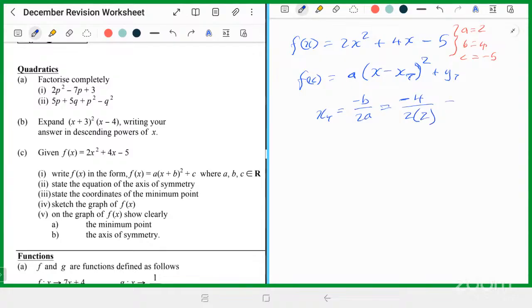This becomes minus 4 over 4. Minus 4 over 4 is negative 1. So xt is negative 1. So minus 1 is coming right here where the x is, so it's going to become a plus 1 in there.